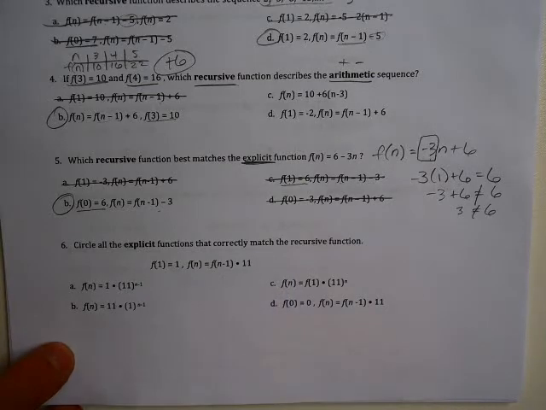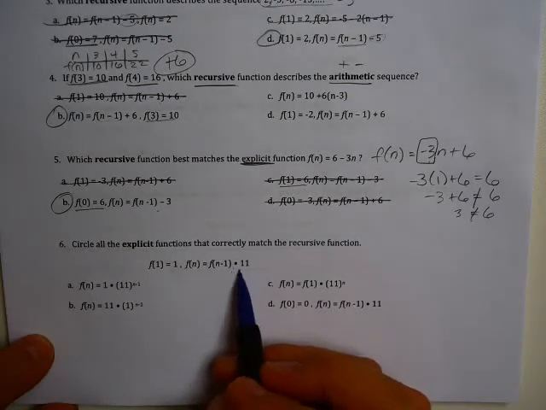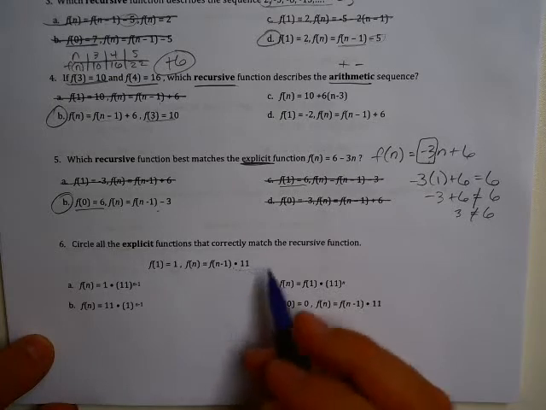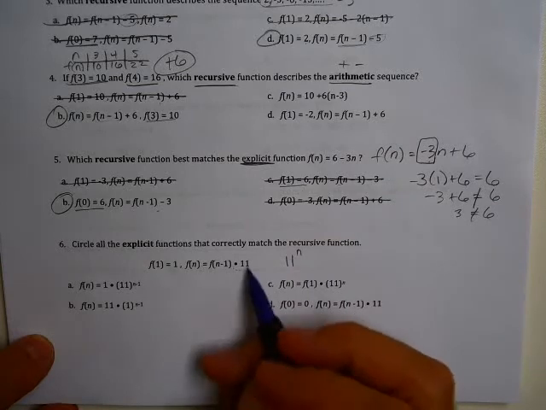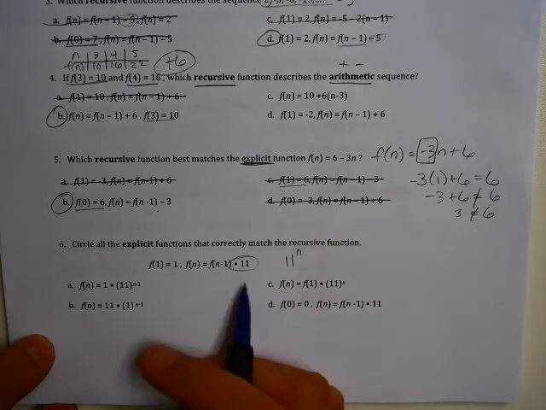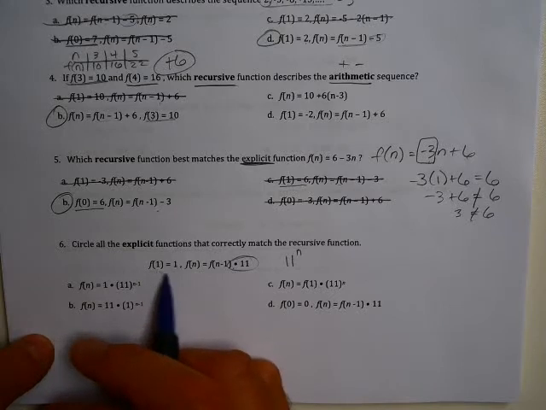Circle all the explicit functions that correctly match the recursive function. Well, I'm multiplying by 11 over and over again. So what's going on has got to have something like 11 to the nth power if I'm multiplying over and over again. So that's a power. This is geometric. I'm starting at f of 1 equals 1.